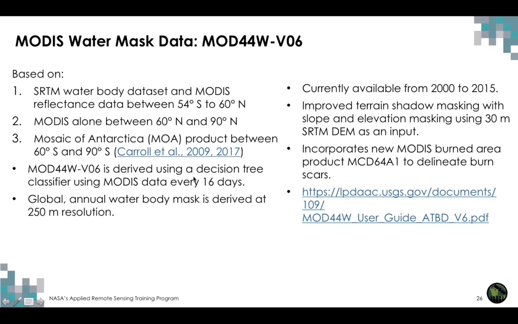Every 16-day MODIS overpass, which is the revisit time for MODIS, is used to derive the water mask, and based on that, a global annual water body mask is derived at 250 meter resolution. Currently, this water mask is available annually for 2000 to 2015. Also, the SRTM digital elevation model at 30 meters is used to improve this by correcting for terrain shadows, so they're not misinterpreted as water bodies. Also, the MODIS burnt area product is used to delineate burn scars, again not to misinterpret them as water bodies. Technical details can be found in this document here.